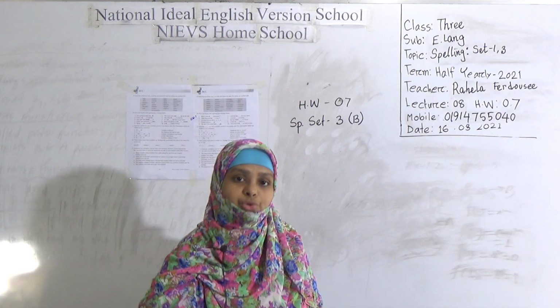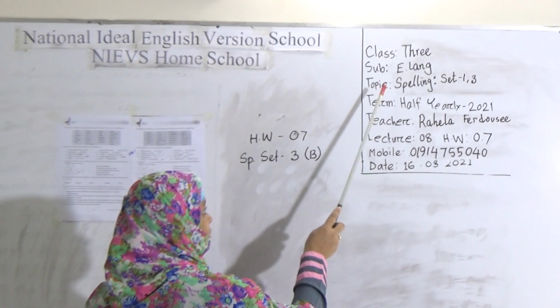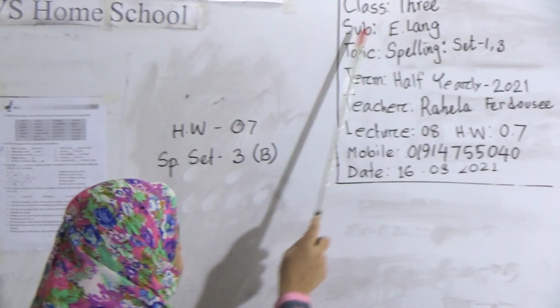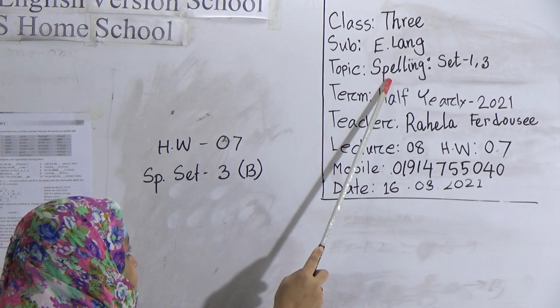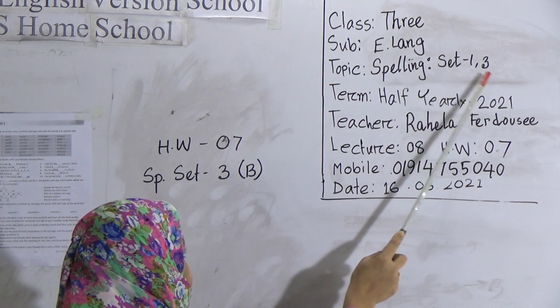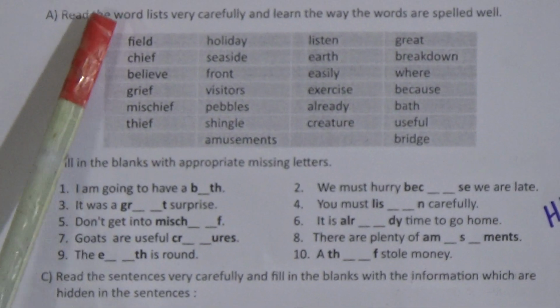Today, I am going to take a class with the students of class 3. Our today's subject is English language. Today, we will do spelling set 1 and 3. We will do from this book. Okay, now come to our today's lesson. First, we will do set 1.